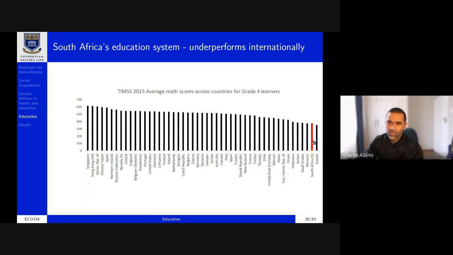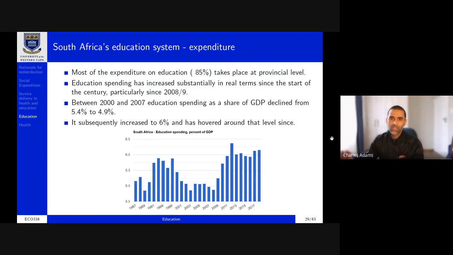The point is that South Africa ranks extremely low in these comparisons, and we're not just comparing to rich countries. We do pretty poorly, even compared to less developed countries as a group as well. So most expenditure on education takes place at the provincial level, and this expenditure has increased quite significantly, particularly after the recession of 2008-2009.